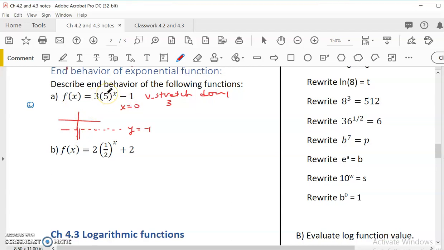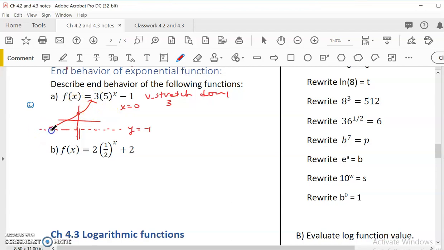3 times 1 is 3. 3 minus 1 is 2. So the horizontal asymptote is y equal to negative 1, but you have something like this. It is an exponential growth graph. So it's roughly like this.